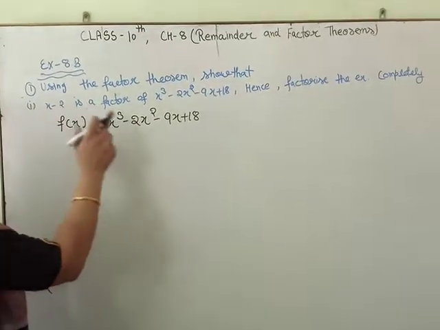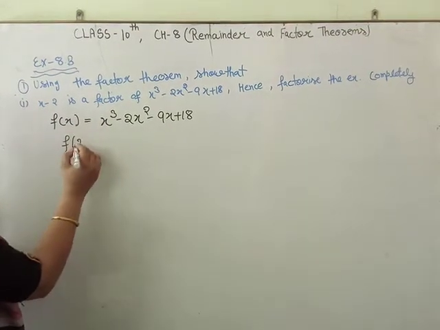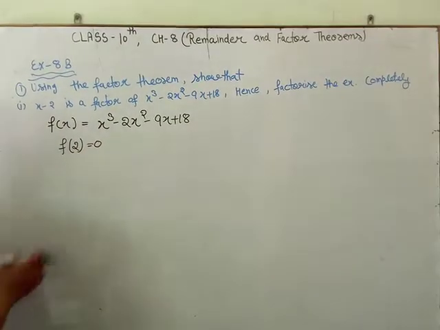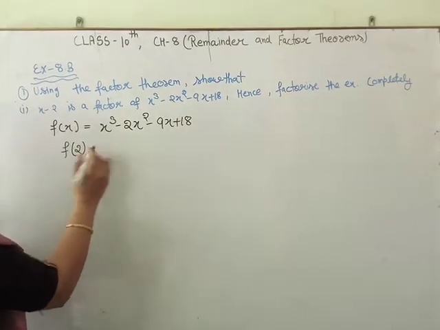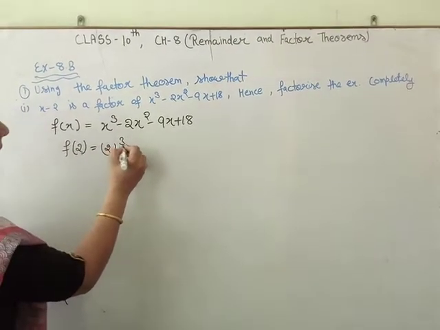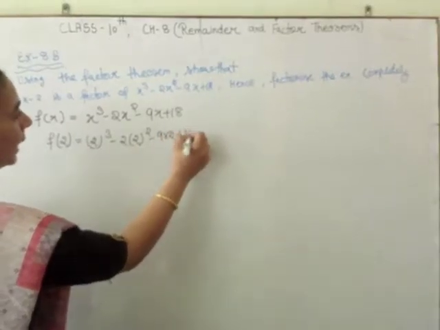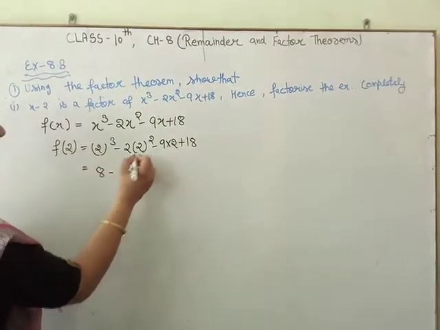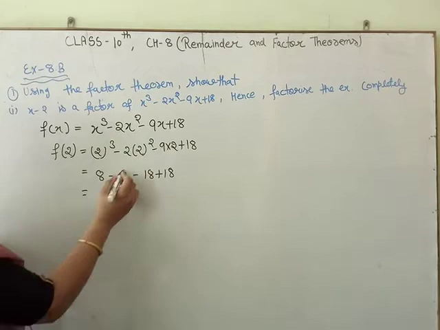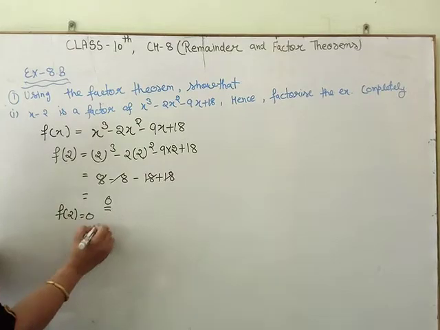Student, if x minus 2 is a factor, then the remainder equals 0, and the remainder is at x equal to 2. If this is a factor, then the remainder equals 0. So we have to show that the remainder equals 0. We find f of 2. In place of x we write 2, then 2 raised to the power 3 minus 2 into 2 square minus 9 into 2 plus 18. Then 8 minus 8 minus 18 plus 18. Okay student, then it cancels out and equals 0. f of 2 equals 0.